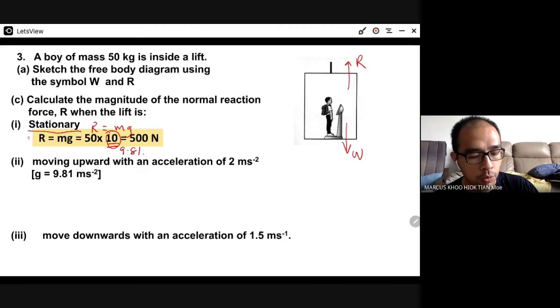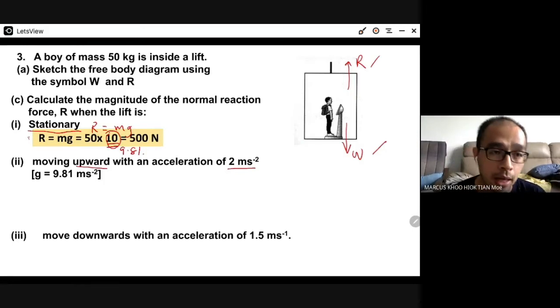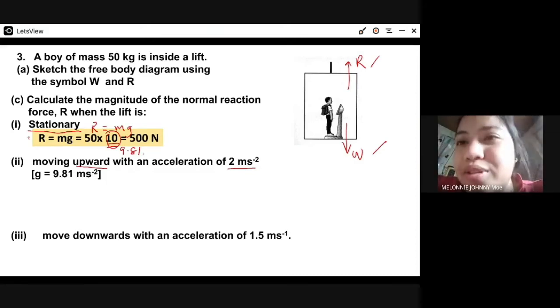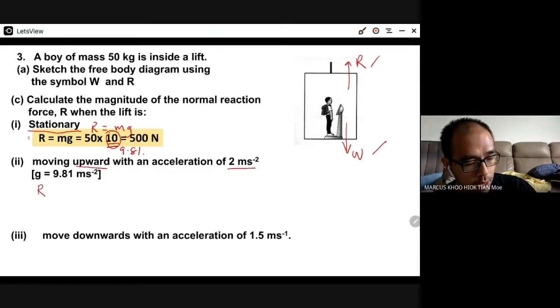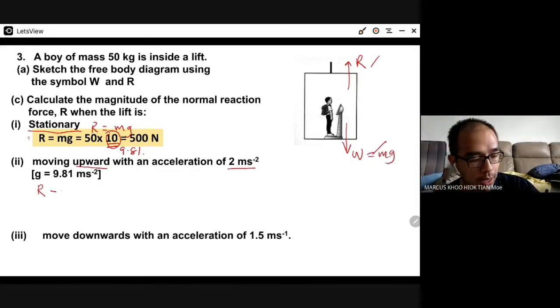Part 2: moving upward with an acceleration of 2. Upward with acceleration of 2, means we are talking about what? R minus W or W minus R? Somebody just answer. Which situation are we talking about? If the acceleration is upward, R minus W. R minus W, but W is also equal to mg. So I'm going to write R minus mg equals ma.